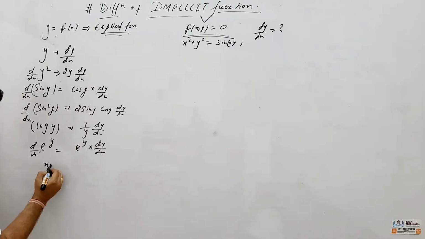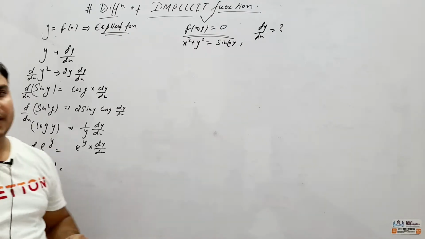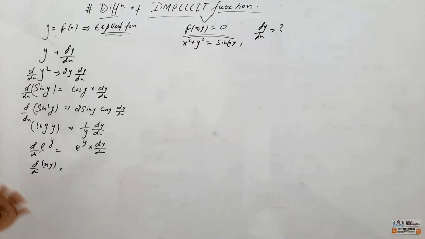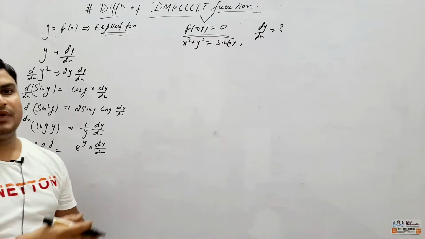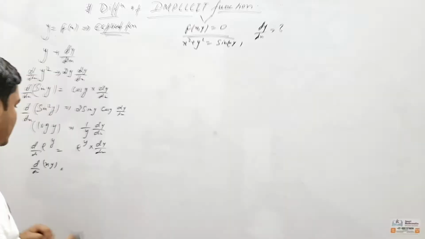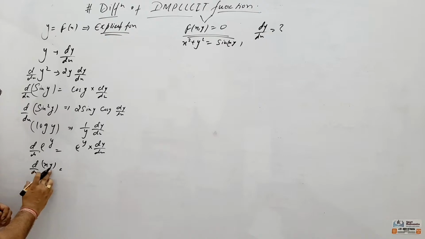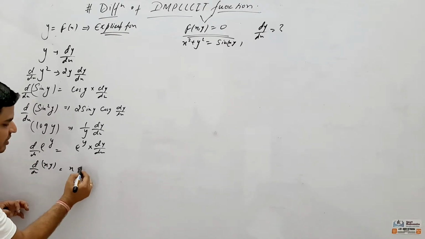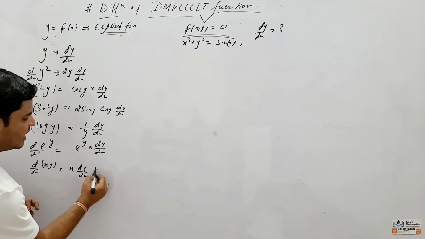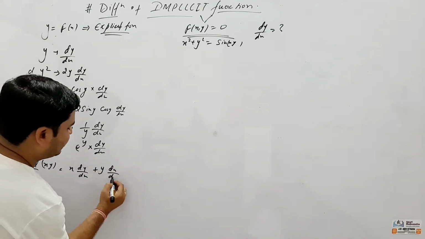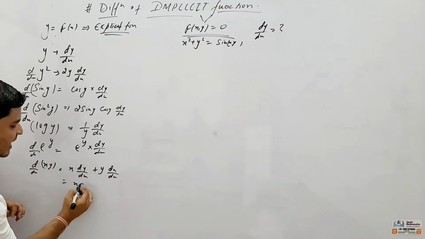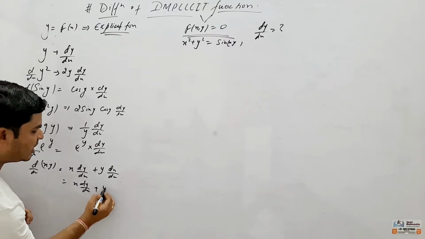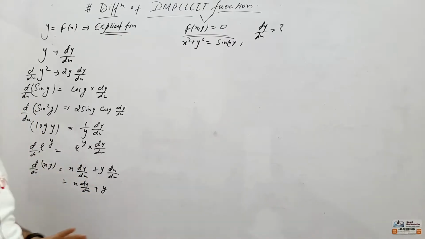If your function is of the form xy, as I have told you many times, for differentiation we first apply the rule and then we apply the formula for the specific function. Here two functions are multiplied, so we apply the product rule. x as it is, differentiation of y gives dy by dx, plus y as it is, differentiation of x gives 1. So finally x dy by dx plus y is the differentiation of xy.